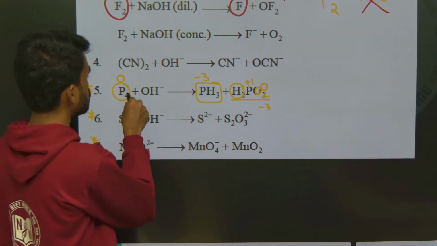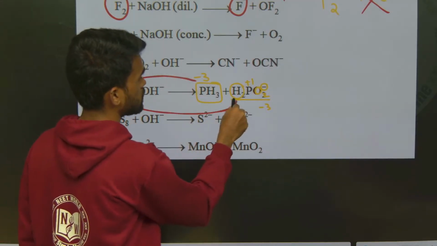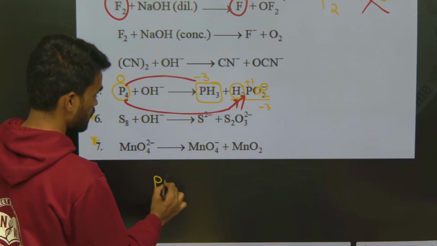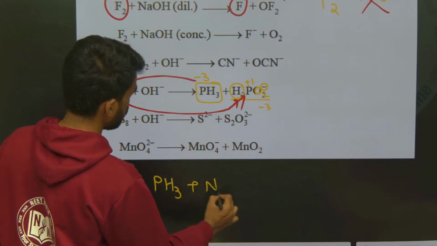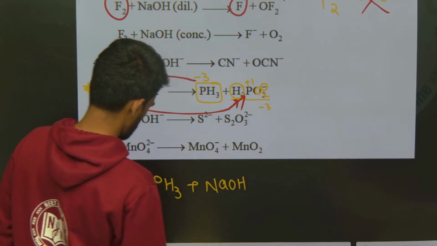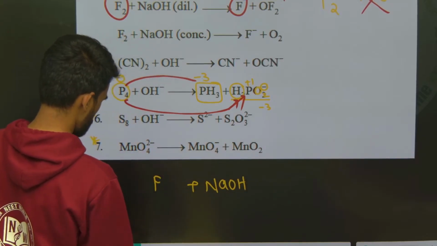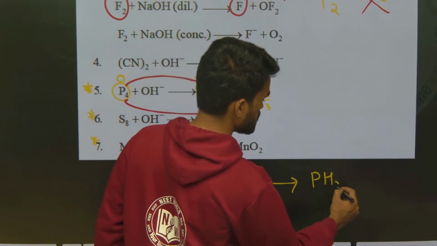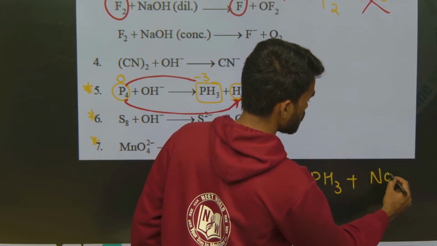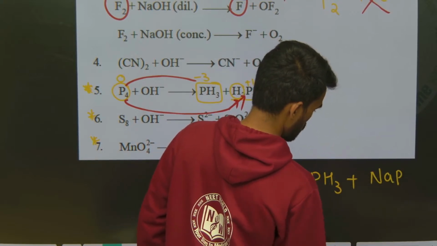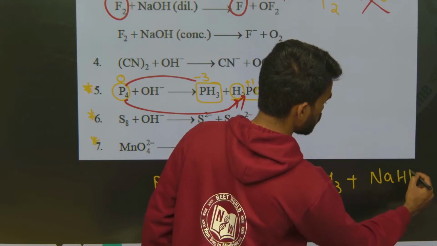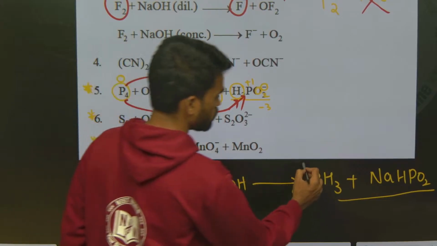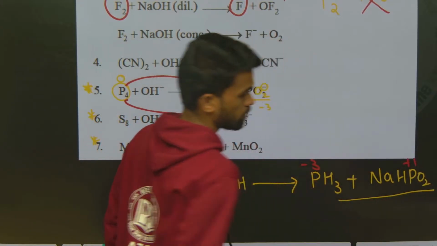So 0 to -3 is reduction and this is oxidation. What is happening here? P4 plus NaOH, if we take it, will give us PH3 plus NaH2PO2. This kind of products are formed. So 0 is converting into -3 and +1.